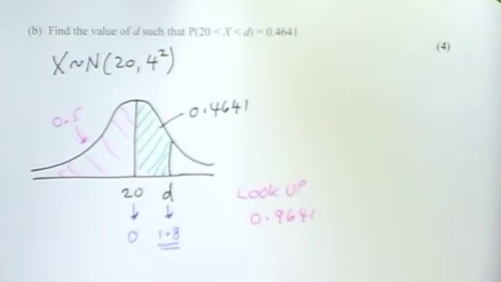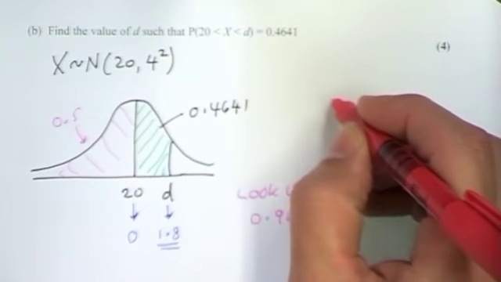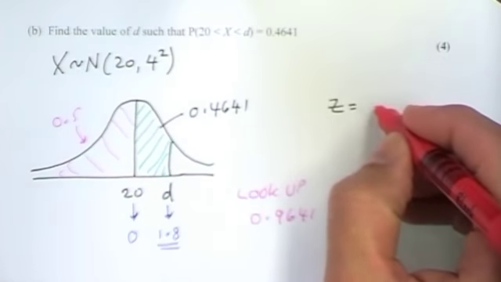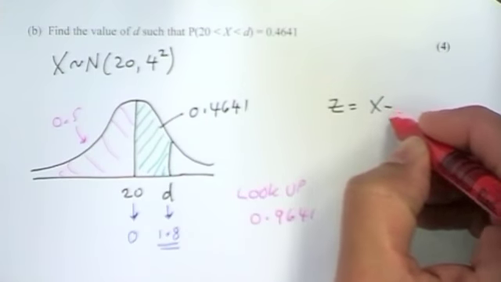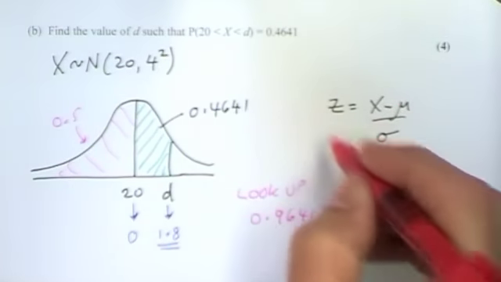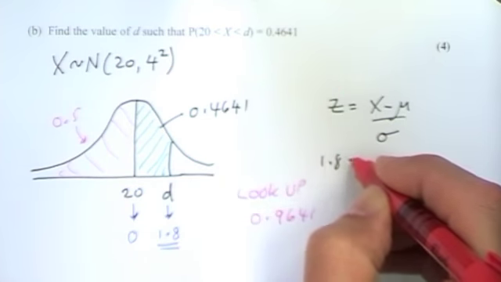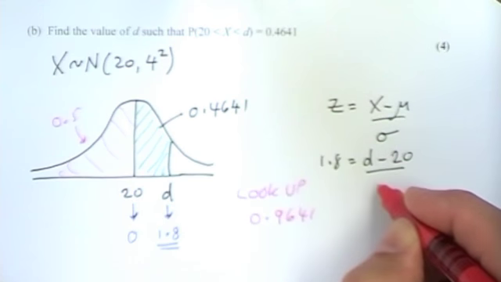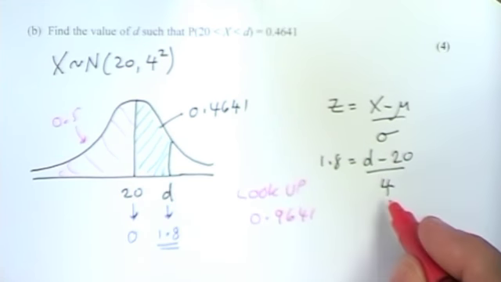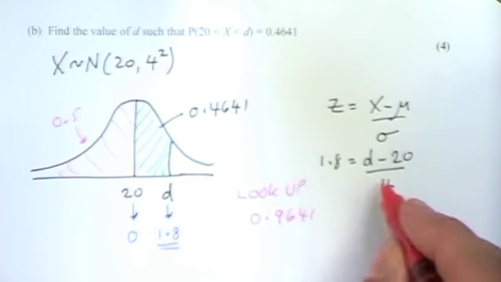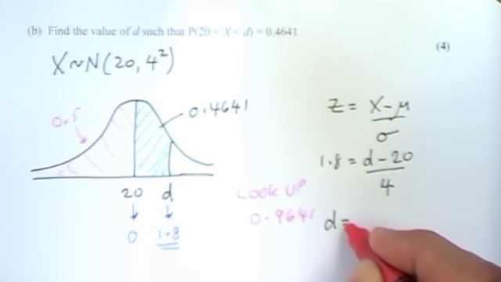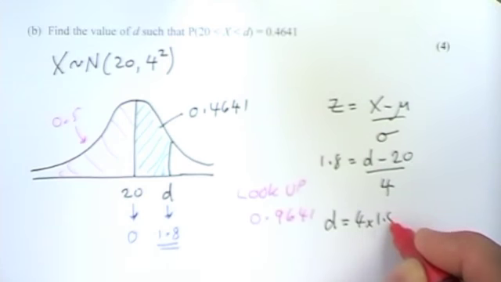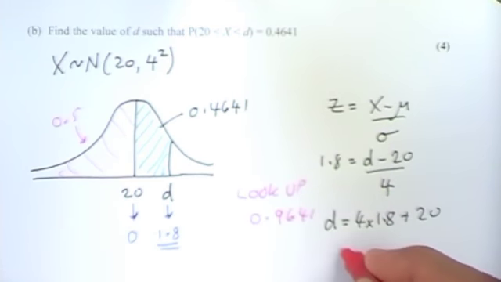Now if I know that z is 1.8, I can use the formula now to find out what d is. So the formula we use is z equals x minus mu over sigma, and in this case z is 1.8, x is our d, minus 20 over 4 standard deviation, and we can rearrange that to get d, so d is going to be 4 times 1.8 plus 20, and that comes to 27.2.